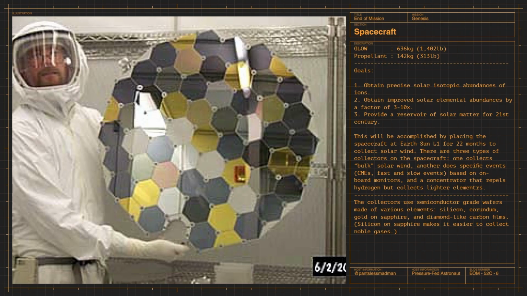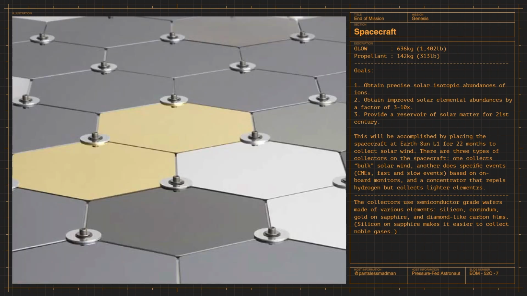So these collectors are made of different elements. The wafers are silicon, corundum, gold on sapphire, and diamond-like carbon films. For example, silicon on sapphire makes it easier to collect noble gases. The particles will hit and get caught. That's why they have these different colors: they're made of different materials to capture different flavors. They're designed for specific collection methods. Because you're going to be up there for 22 months, why not try out everything?